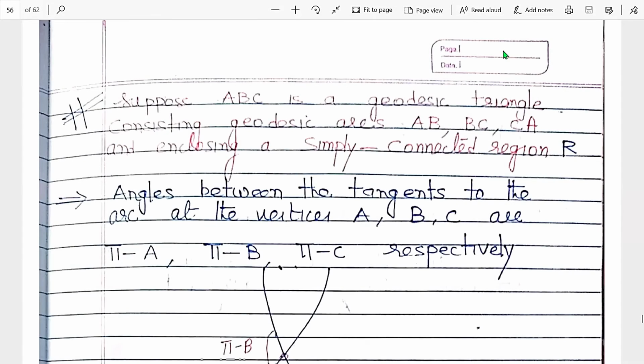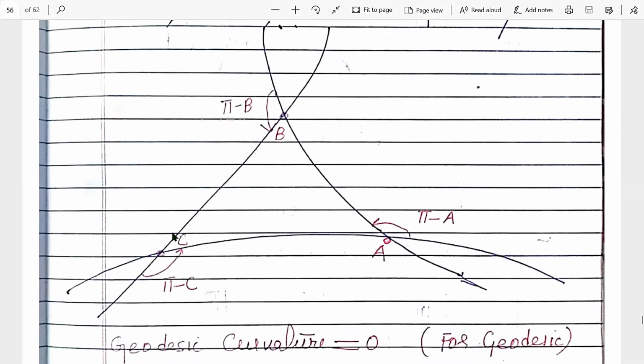Now, it is the application of the Gauss-Bonnet theorem. Suppose ABC is a geodesic triangle that is given. It is a geodesic triangle consisting of geodesic arcs AB, BC, and CA, and enclosing a simply connected region R. Suppose this is point A, this is point B, this is point C. So these are the curves AB, BC, and CA.